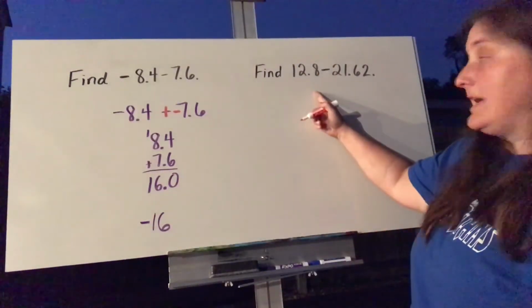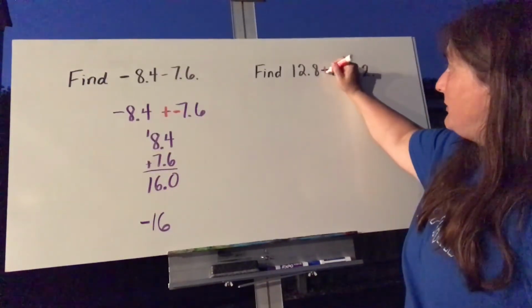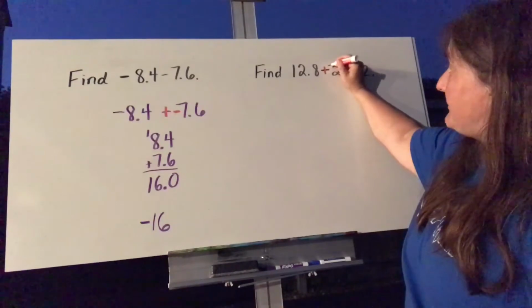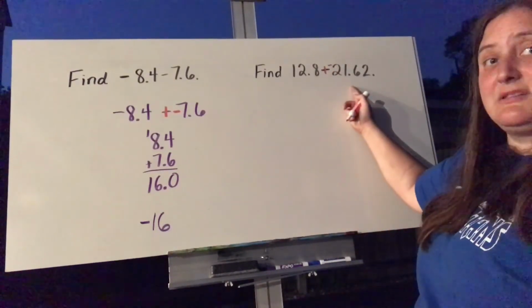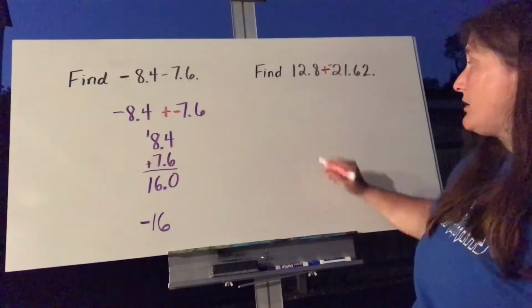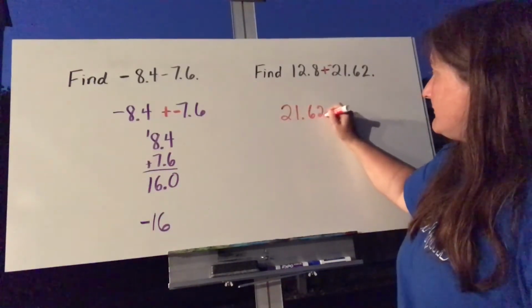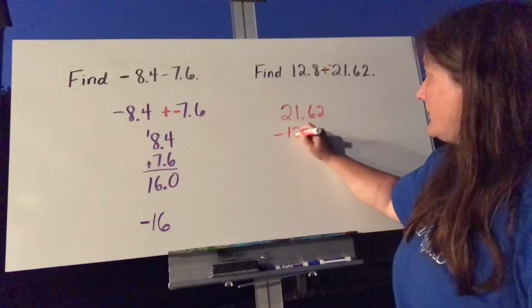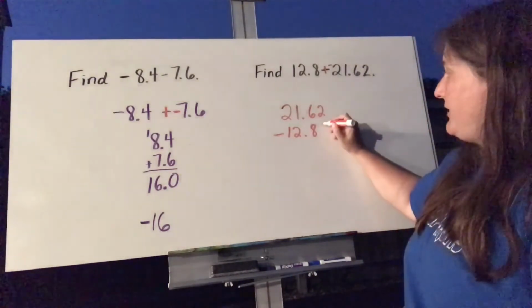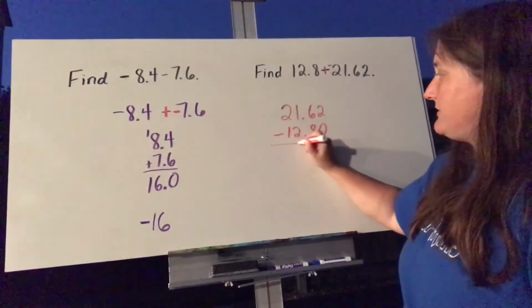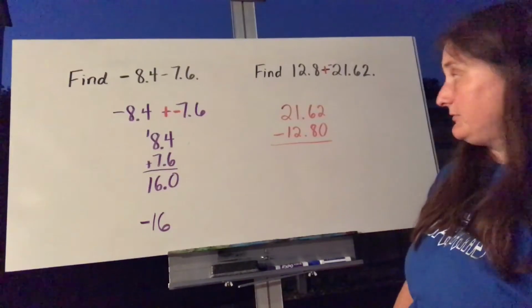I've got 12 and 8/10 minus 21 and 62/100. I'm going to change this to an add problem. I'm going to add the opposite. So I have a positive and a negative, so I'm going to subtract them. The one with the greater absolute value will go on top. And if you ever have an empty spot, fill that in with a 0. It's really important your decimals line up, and any empty spaces you fill in with zeros.